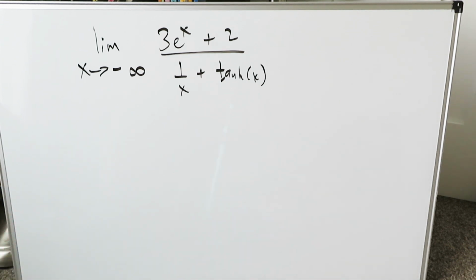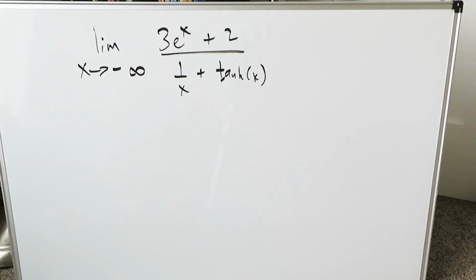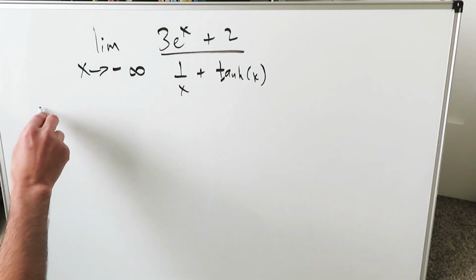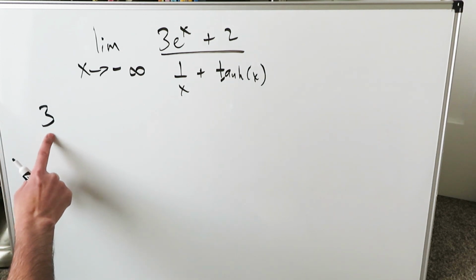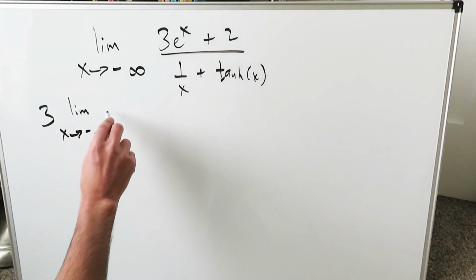Limit as x approaches minus infinity, 3e to the power of x plus 2 divided by 1 over x plus hyperbolic tan x. You're going to do this in the formalized approach using limit laws in a piece by piece manner. Focus right here at the very top, 3e to the power of x. The formalized approach requires you to start generating new and new limit expressions. 3 times limit as x approaches minus infinity, I have e to the x.